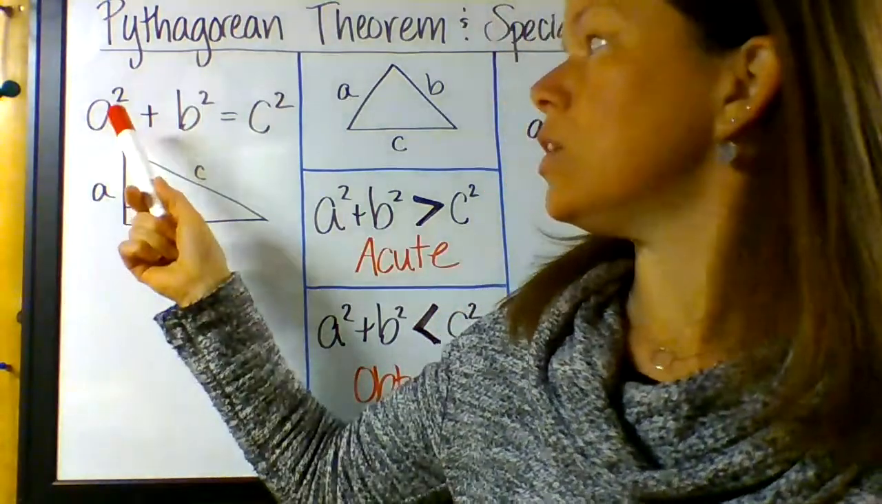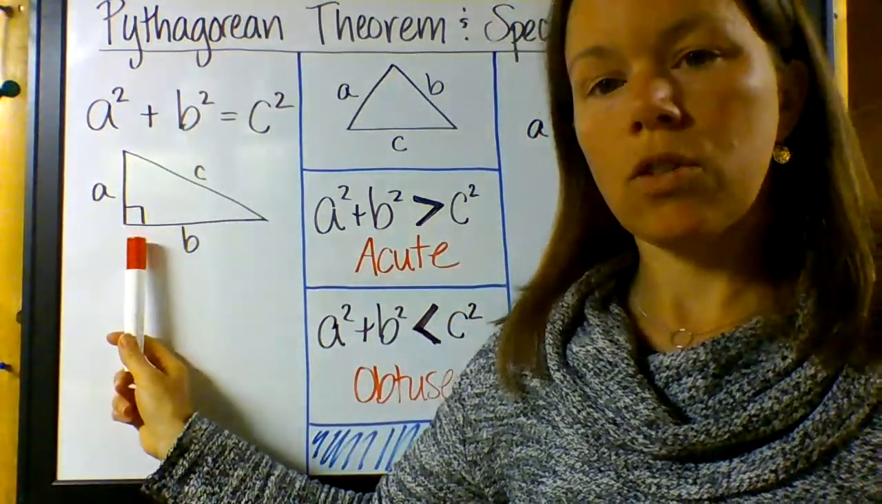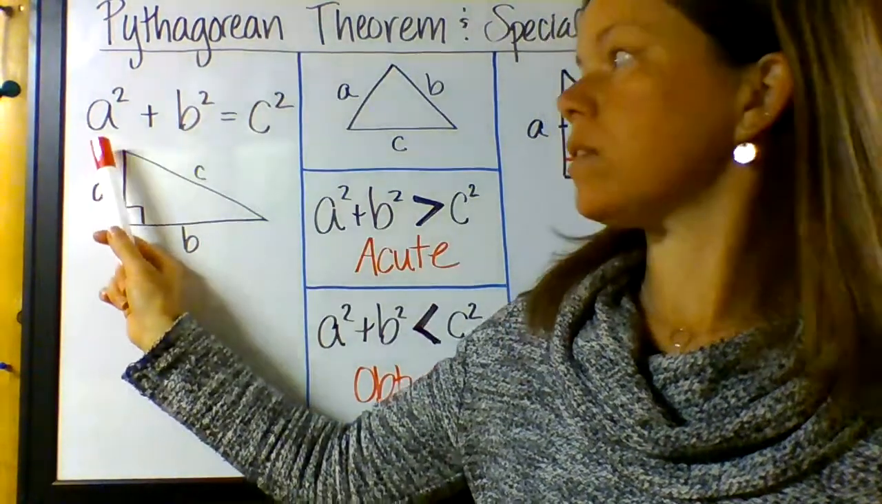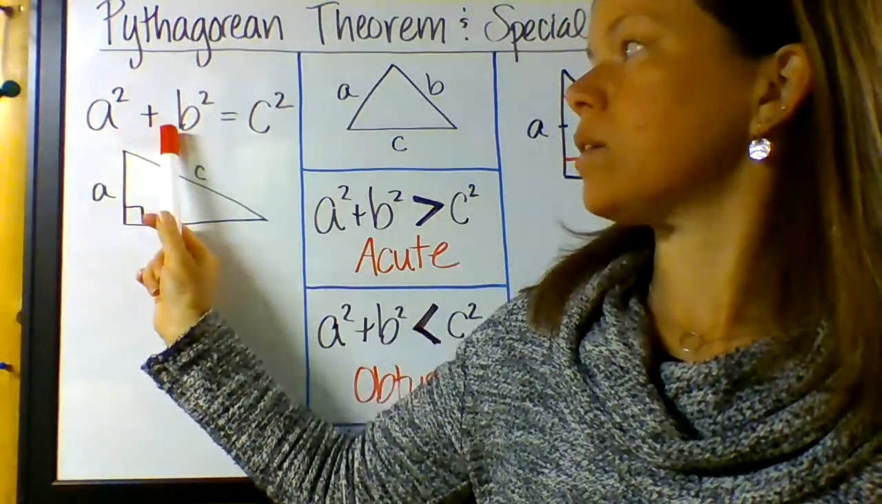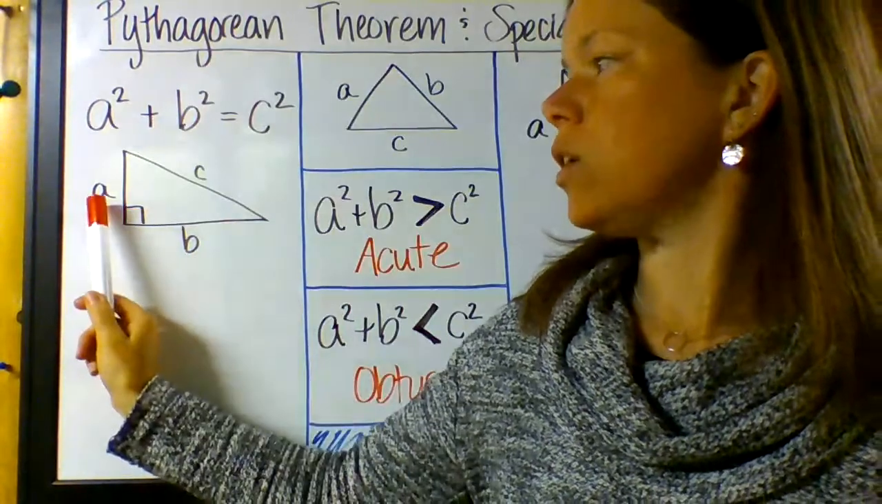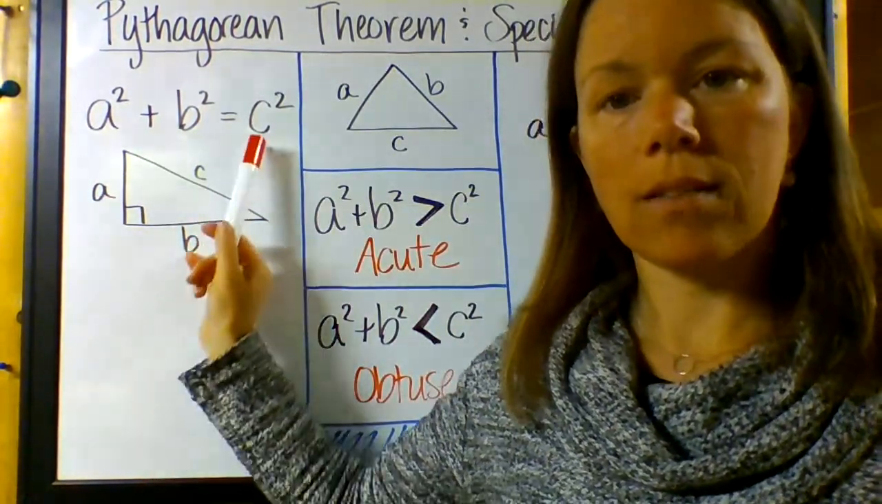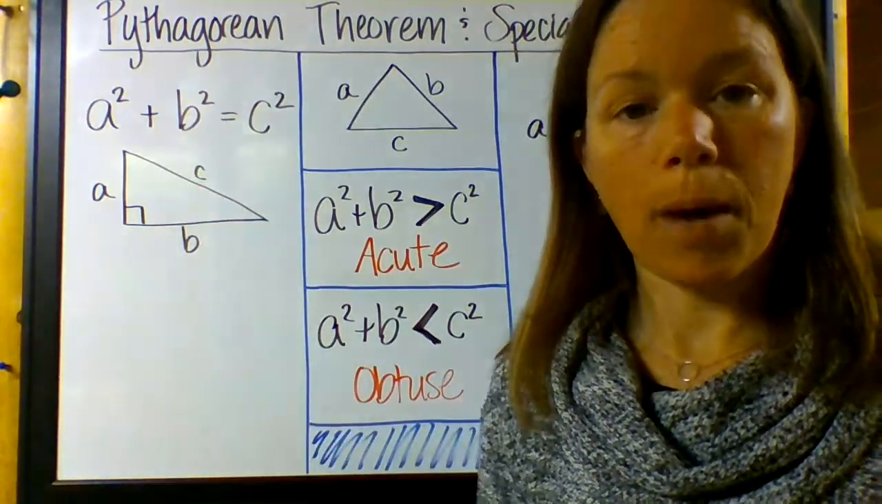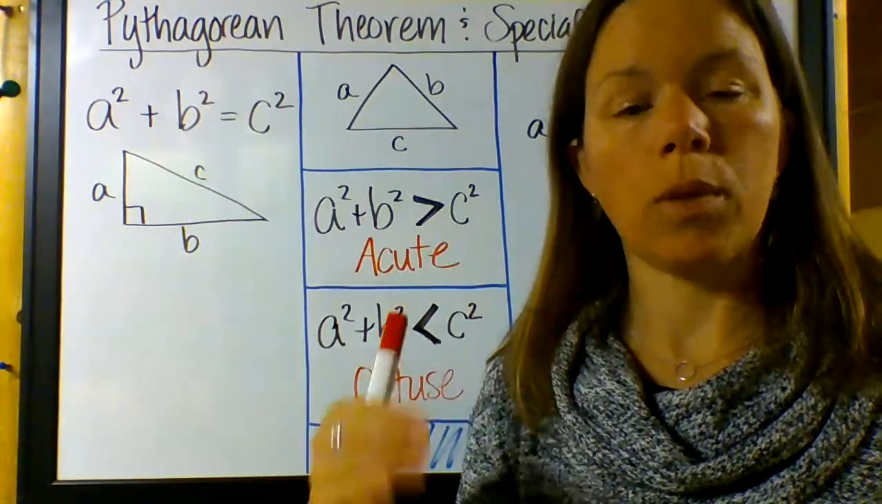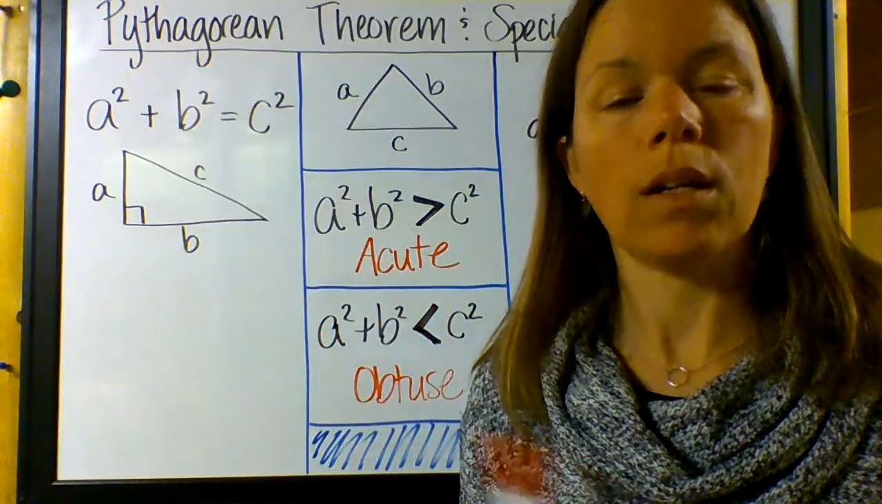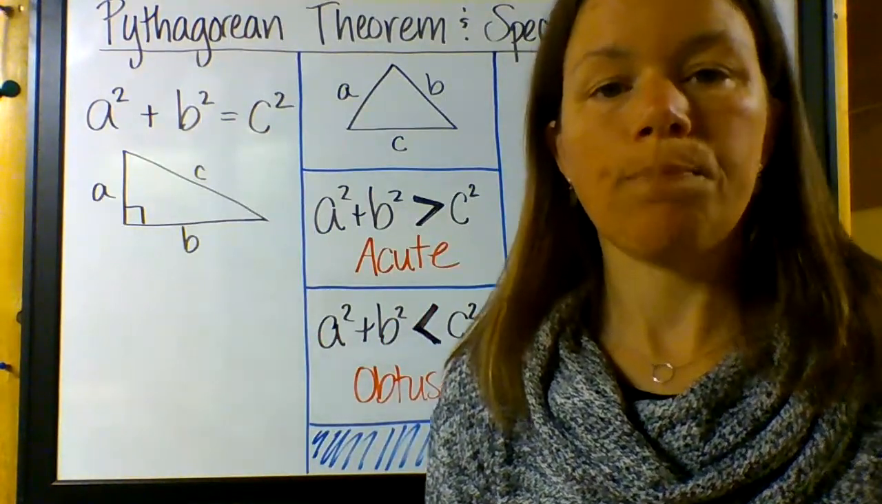So we know that in every right triangle, the Pythagorean theorem tells us that a squared plus b squared equals c squared, where a is one of the legs, b is a second leg, and c is always the hypotenuse, right? So leg squared plus leg squared equals hypotenuse squared. Got to be careful with that hypotenuse thing.